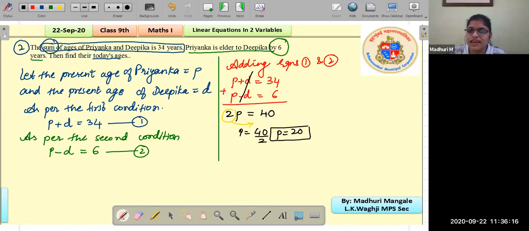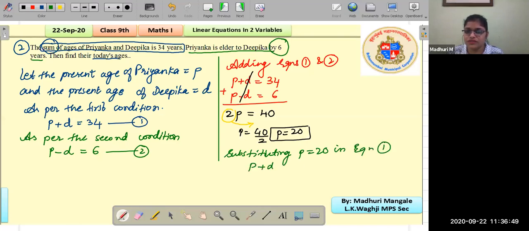That means the present age of Priyanka is 20 years. And then the last step, what is the last step? To find D, right? That is the present age of Deepika. So we substitute P in any one of the equations. Substituting P equals to 20 in any one of the equations. Let's use the first equation. So substituting in equation 1, P plus D equals to 34. We are replacing P with 20, plus D as it is equals to 34 as it is.